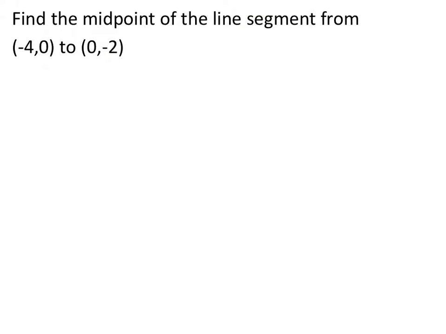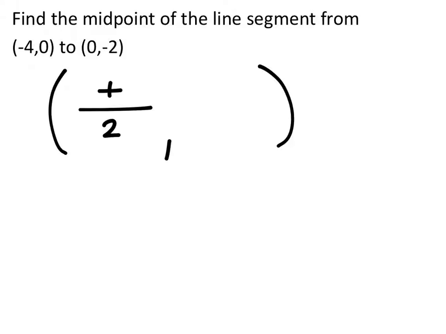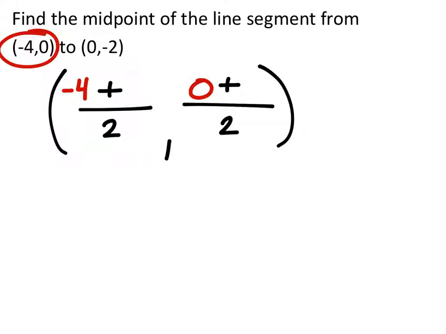Find the midpoint of these. We'll start by using the formula. So we got our x values, we're going to add them and then divide by 2 because it's an average. Same with the y values, we'll add those two and then divide by 2. So I got my first point. The x value is -4 when the y value is 0. And the second point, the x value is 0 when the y value is -2.